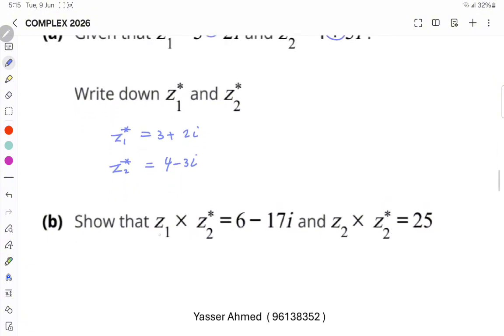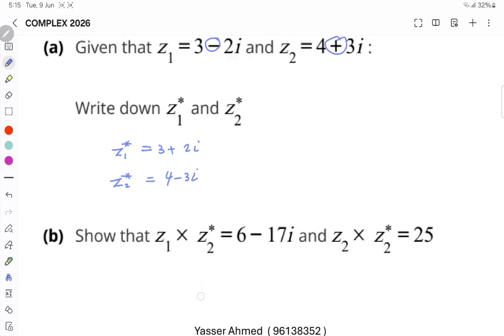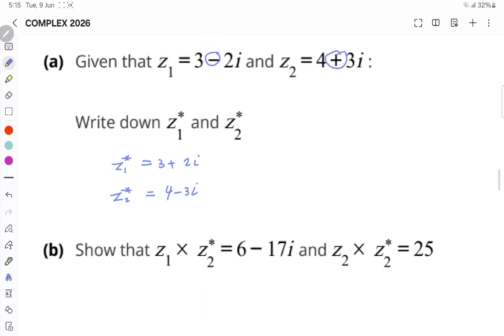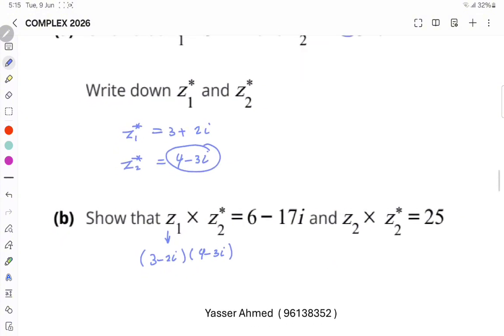Letter B, show that z1 times z2 conjugate. So as you know, z1 is given, it will be 3 minus 2i, times z2 conjugate from here, that is 4 minus 3i. So just expand, 3 times 4, it's 12, 3 times negative 3i, negative 9i. Now distribute negative 2i. Negative 2i times 4, it's negative 8i. Negative 2i times negative 3i, it's a positive 6i squared.